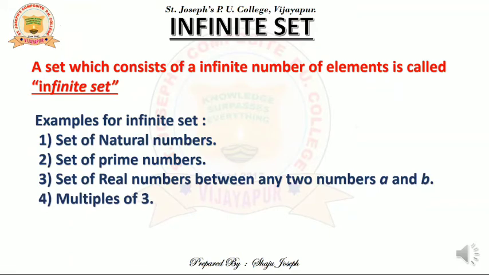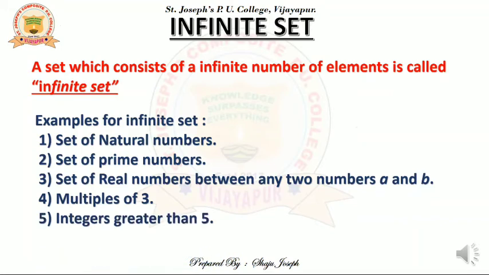Multiples of 3. So what do you mean by multiples of 3? See, 3's multiples start with 3, 6, 9, 12, and so on. But we do not know where it ends. Hence, it is an indefinite series of numbers. We can call them an infinite set.